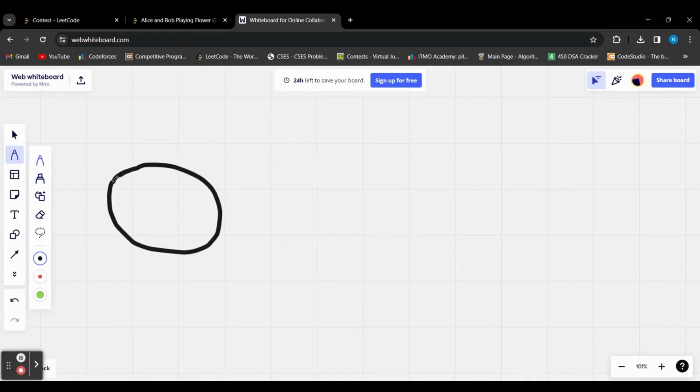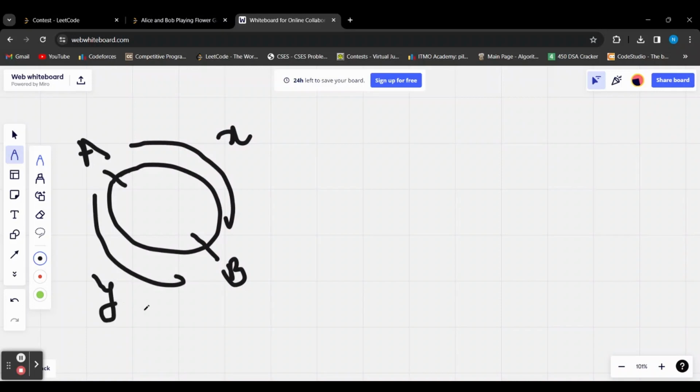So there's a circle and Alice and Bob are standing somewhere on it. There are X flowers in one direction and Y flowers in the other. Alice goes first, and in each turn the player picks out one flower from either of the directions. Finally, if a player picks out a flower and there are no flowers remaining, they catch the other player and thus win the game. What we have to do is we've been given n and m.